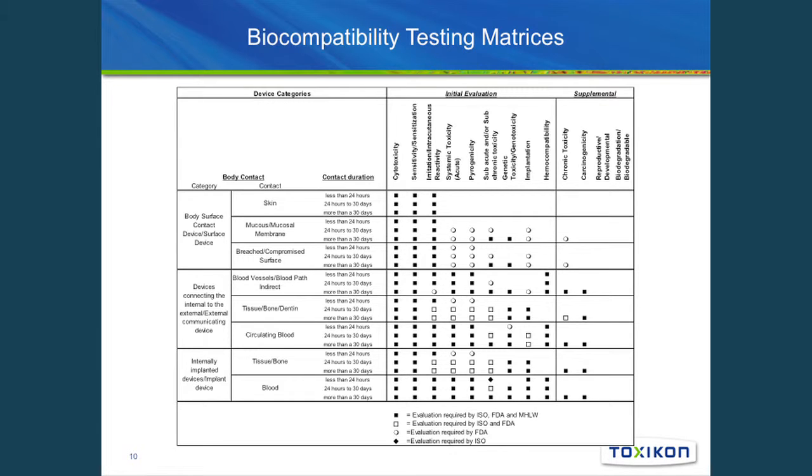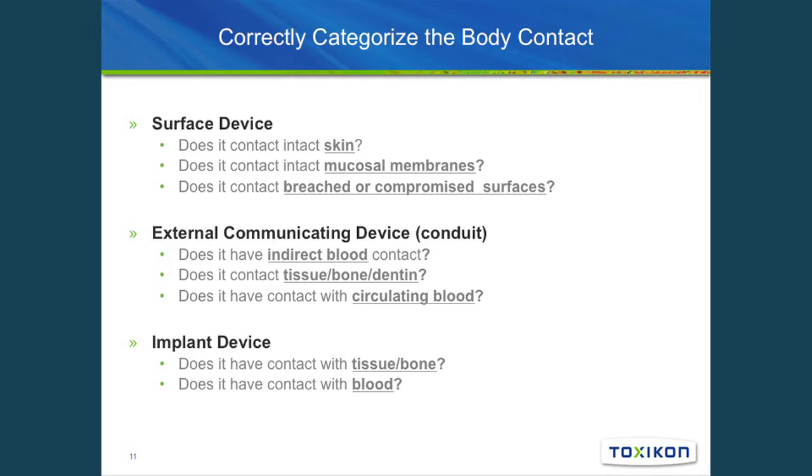What we have is a variety of different mechanisms that need to be assessed for biocompatibility, depending on the concerning levels of how the product is exposed to the patient. And which test to select, with all these little squares and dots on the screen, is determined by how your product is in contact with the patient. You know, what's the body contact, what's the duration of contact, and here we talk about how to correctly categorize your device. Is it a surface contacting device? Is it external communicating? Maybe it's an implantable.